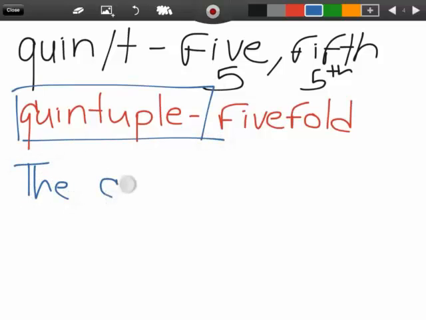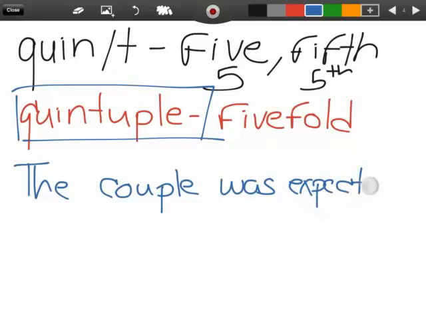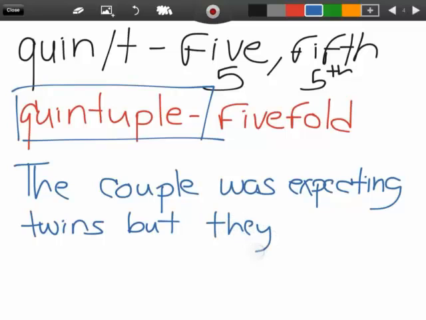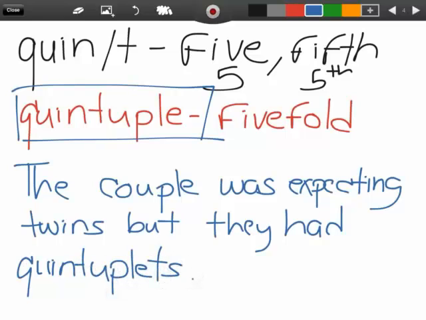The couple was expecting twins, but they had quintuplets. I'm going to go ahead and read that to you guys. The couple was expecting twins, but they had quintuplets.